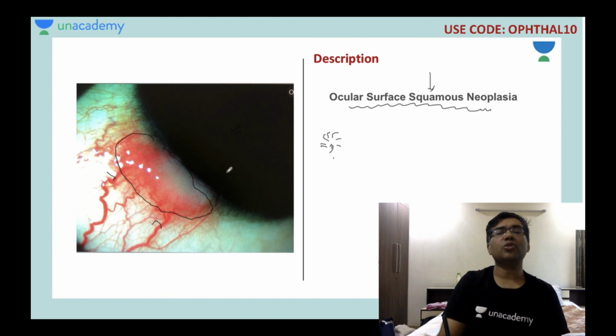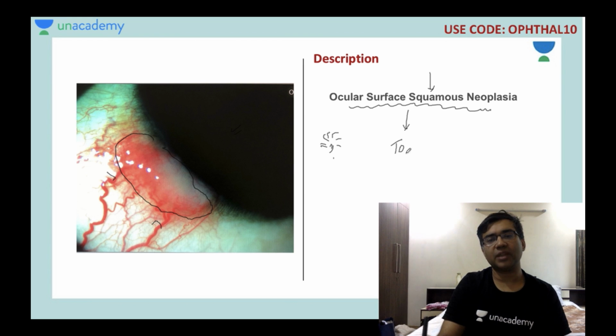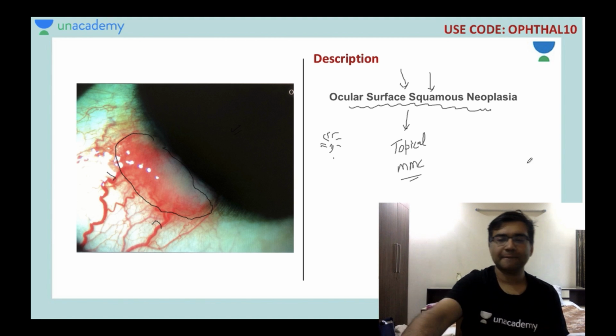So they can give you a question like this, that this is the picture and the patient is responding to topical mitomycin C therapy. So this is also an indication that the patient is suffering from OSSN.